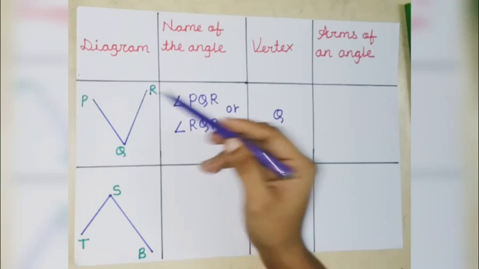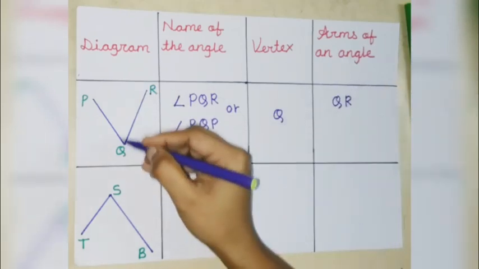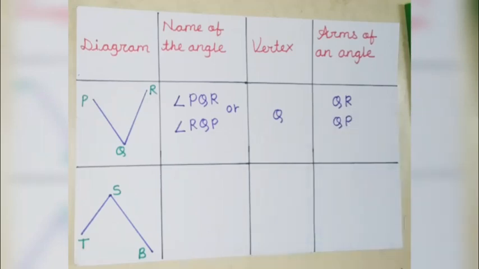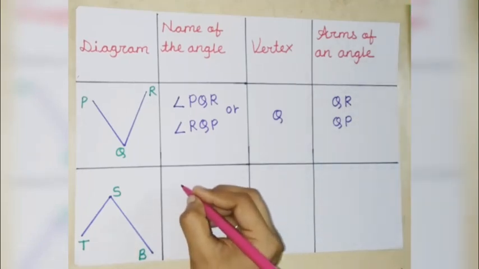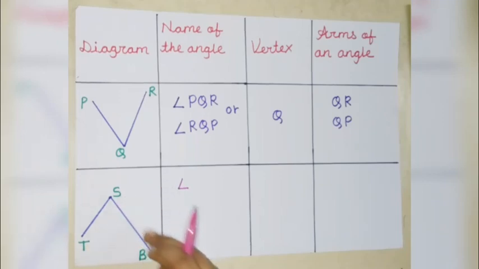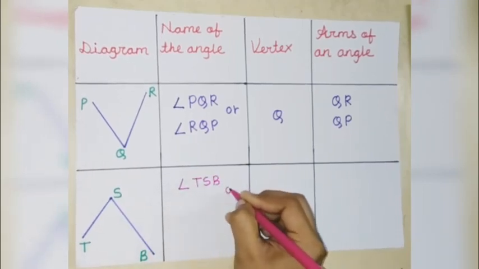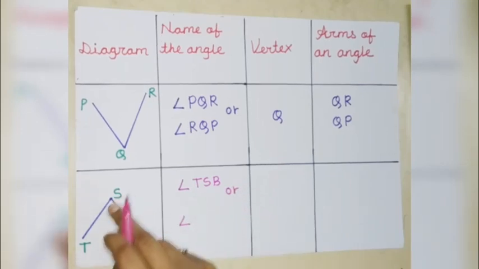So here QR and QP are the arms of an angle. Children, now can you all tell me the name of this angle? Yes, the name of this angle is angle TSB or we can write BST.